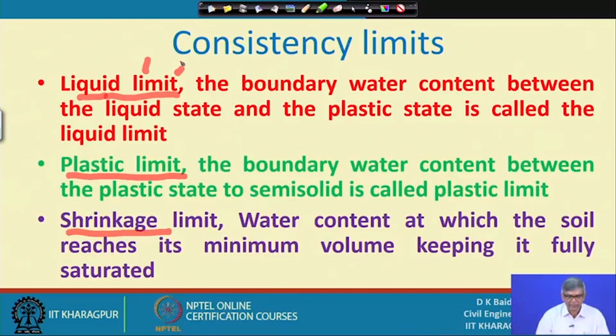So, liquid limit is the boundary water content between the liquid state and the plastic state, and it is called liquid limit. And what is plastic limit? The boundary water content between the plastic state and the semi-solid state, that is plastic limit. And another is shrinkage limit, that is the water content at which the soil reaches its minimum volume, keeping it fully saturated. I will go to the next slide.